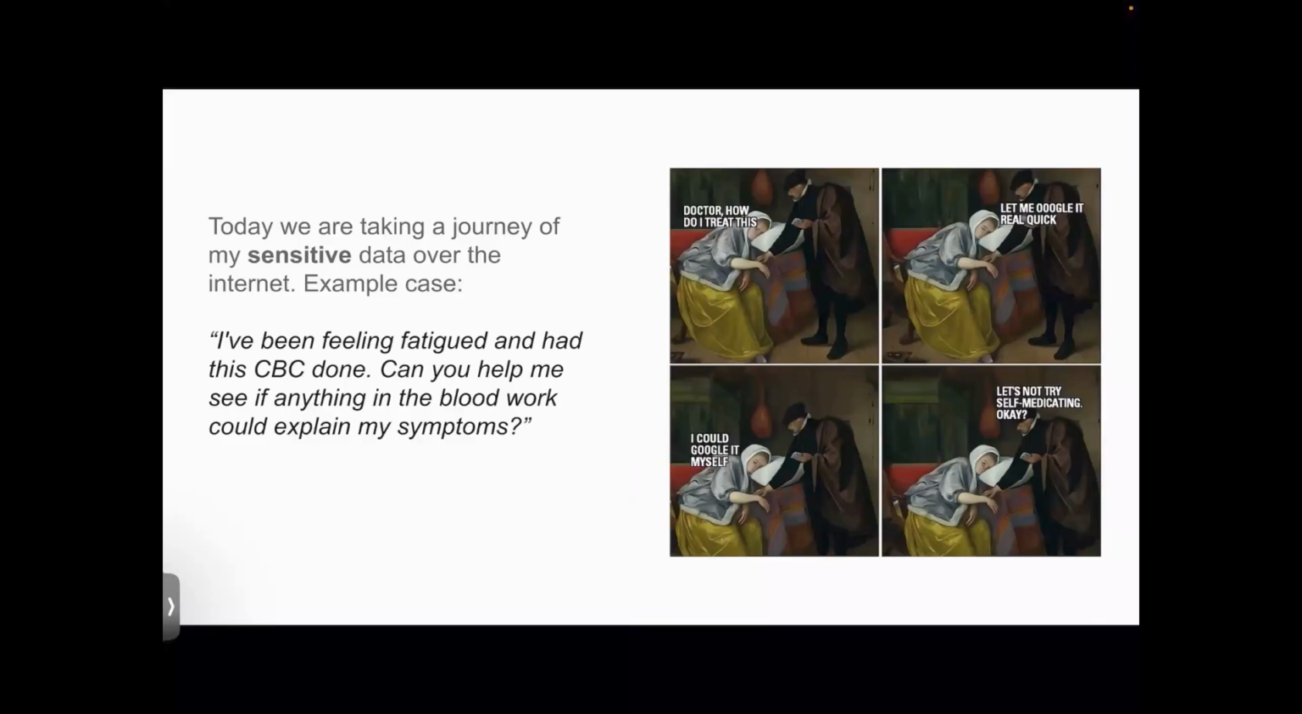Okay, so today's journey, I'm taking you with the journey of my sensitive data and how it will flow over the internet. I picked an example very relevant to me. The example is as follows. I've been feeling a fatigue and I have my blood count down. Can you please help me? I'm asking MedLLM, Claude, DeepSeek, you name it, if you see anything in my blood work that could explain my symptoms.